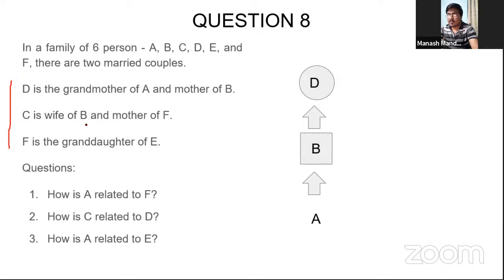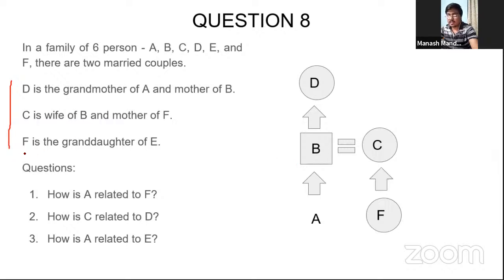Now if C is the wife of B, obviously B will be the husband, so therefore it is a male. Okay, C is the wife of B, and mother of F. Now who is the mother of F? C is the mother of F. So B is the male, C is the female. They are married to each other, and they have a child. Now we do know F is a female.